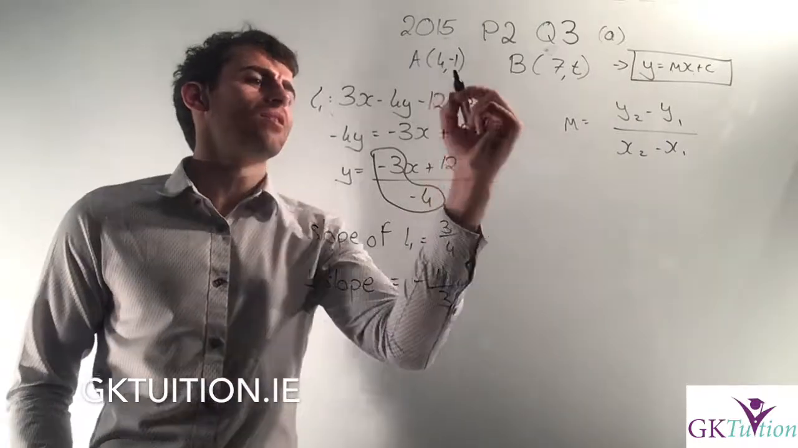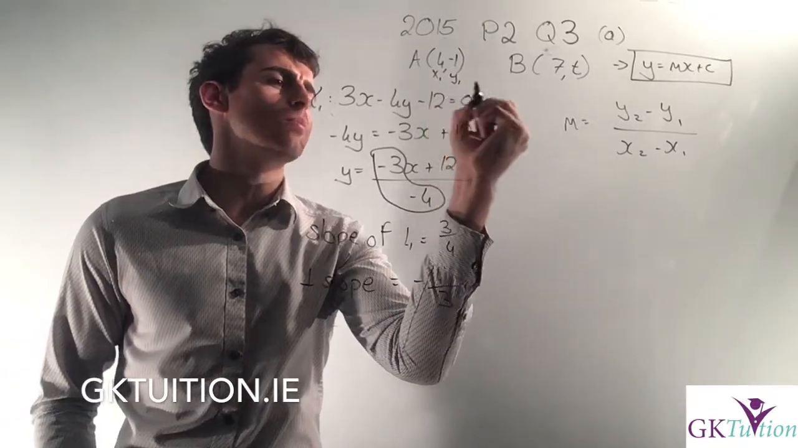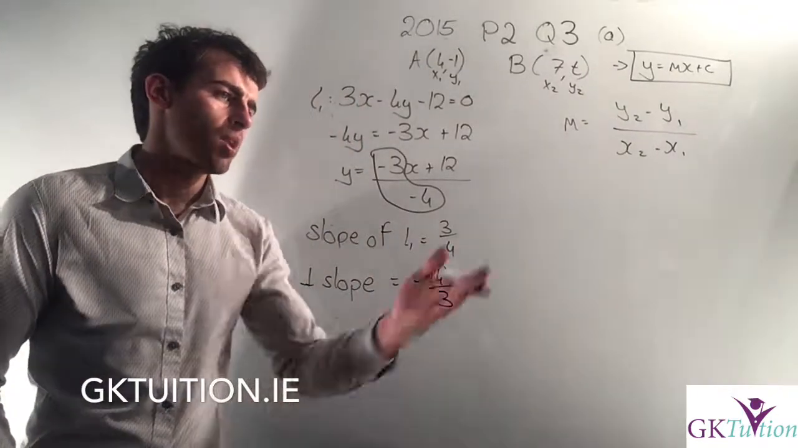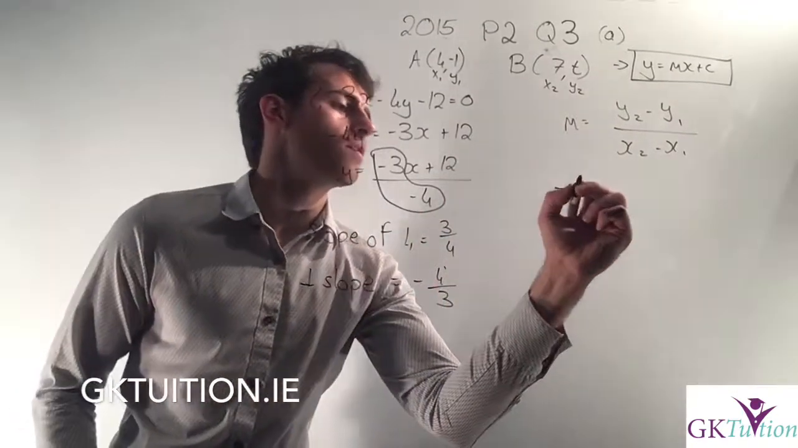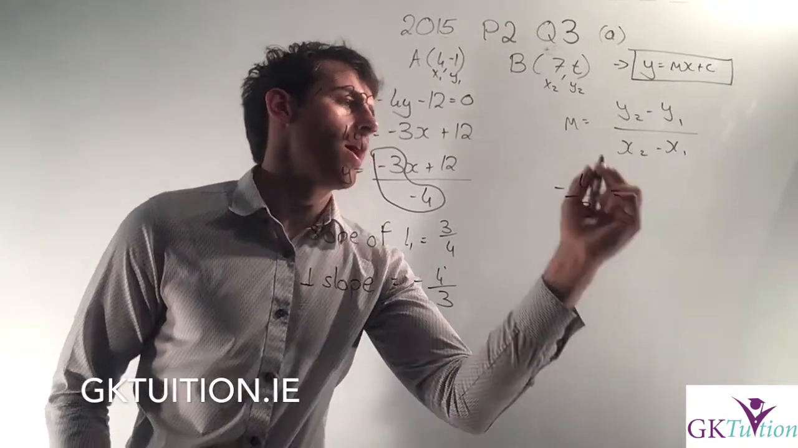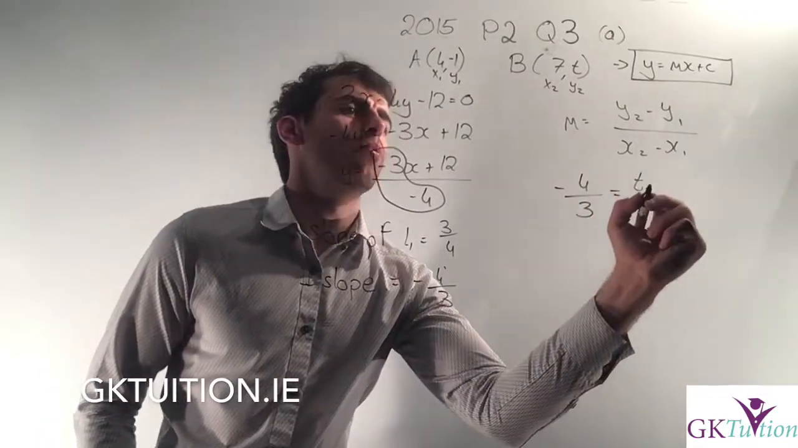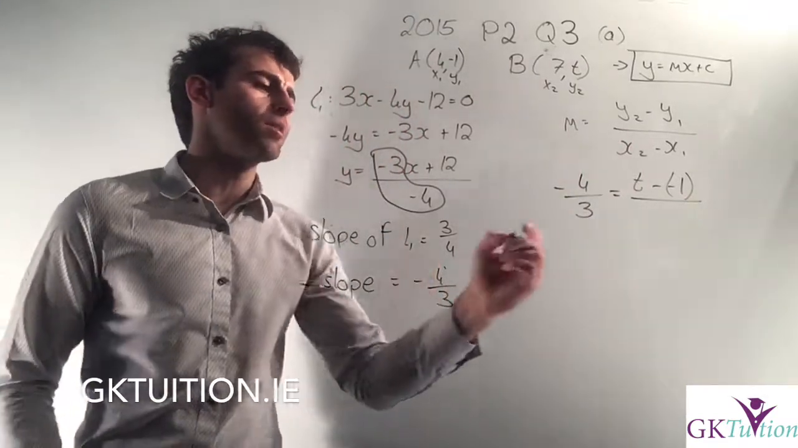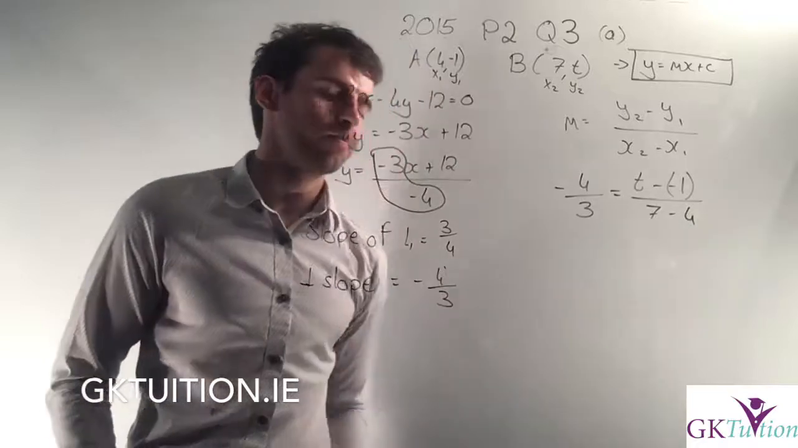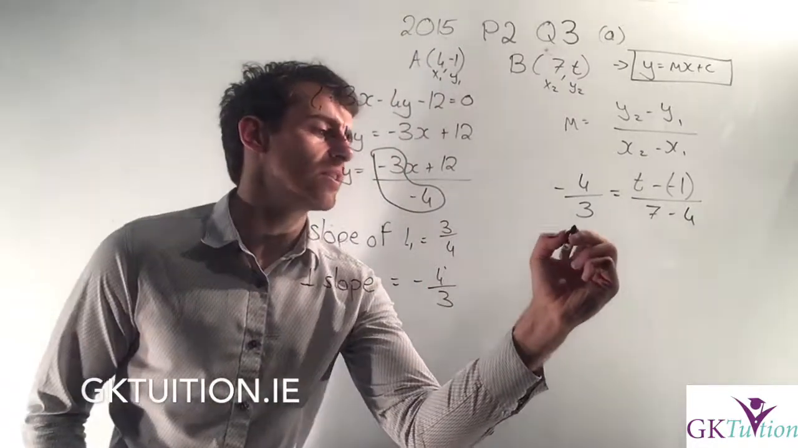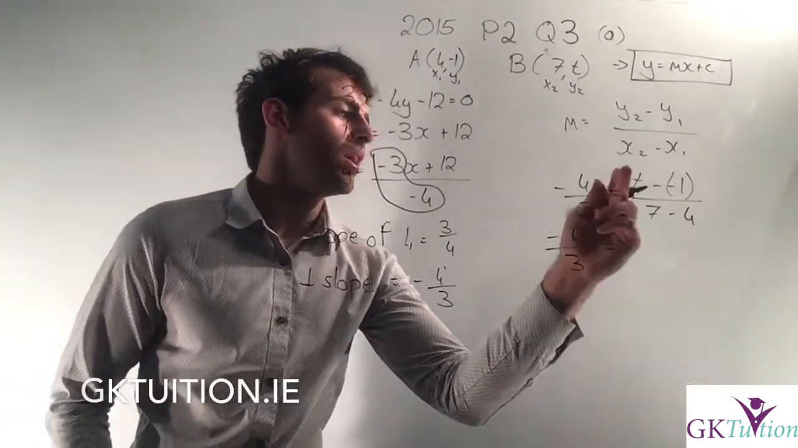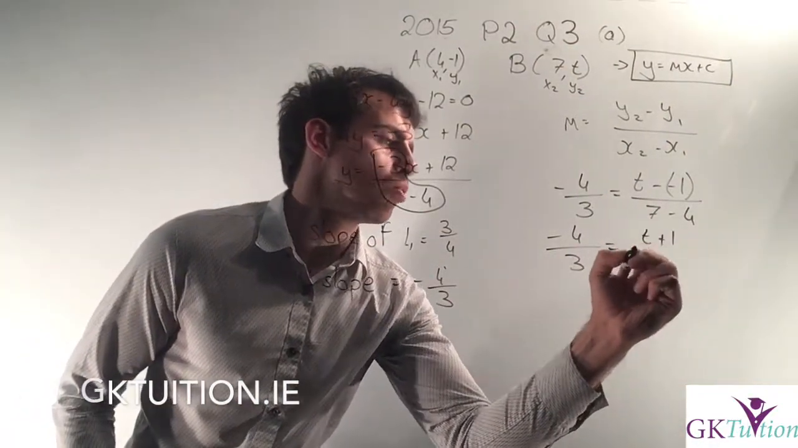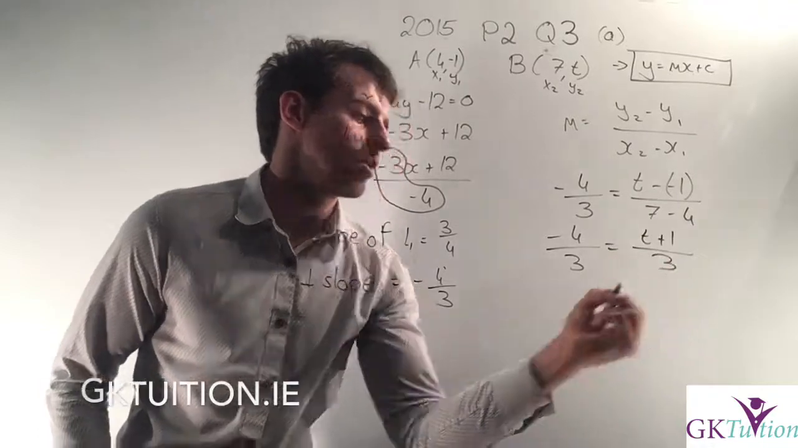So let's just label these. For A, I'll label them as x1, y1, and I can label B as x2, y2. Now I know that the slope of AB is -4 over 3. And I know that y2 is t, and y1 is -1. And then on the bottom I have x2 minus x1, which is just 7 minus 4. I can leave the left-hand side as it is. It's -4 over 3, and minus multiplied by minus gives me a plus. So the top line becomes t + 1, and 7 minus 4 is 3.